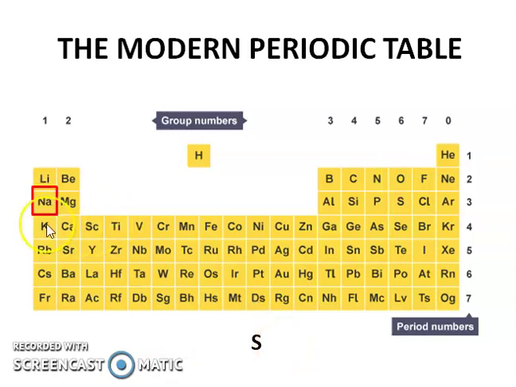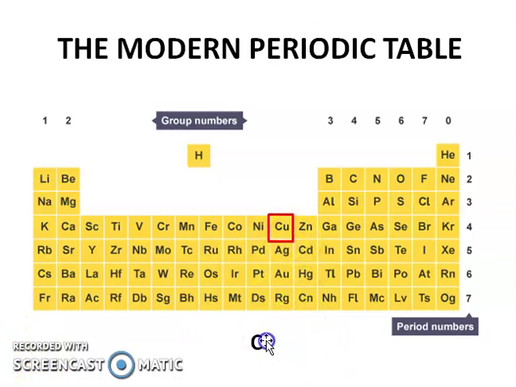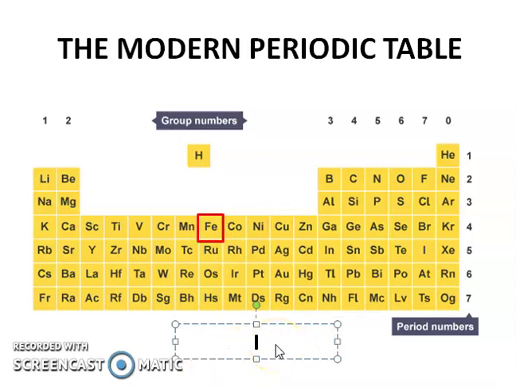And we have another metal, sodium. The symbol used here is Na, which stands for natrium. Sodium is also called natrium in Latin. And we have Cu, which stands for copper. And this is another example of a metal which uses a different symbol than its name, which is iron. The symbol of iron is Fe, which stands for ferrum in Latin.